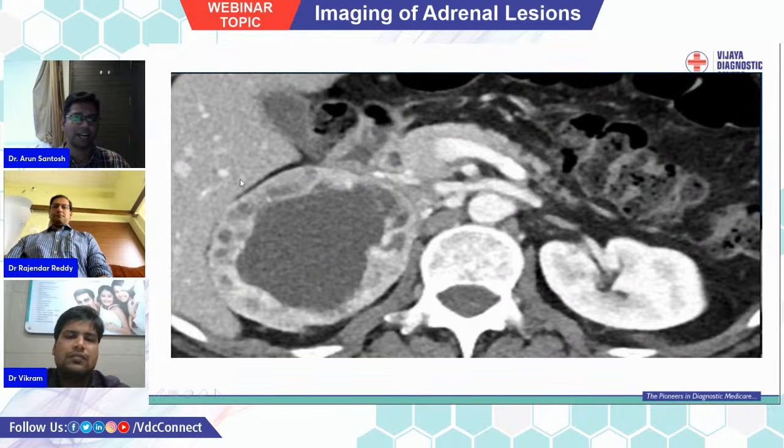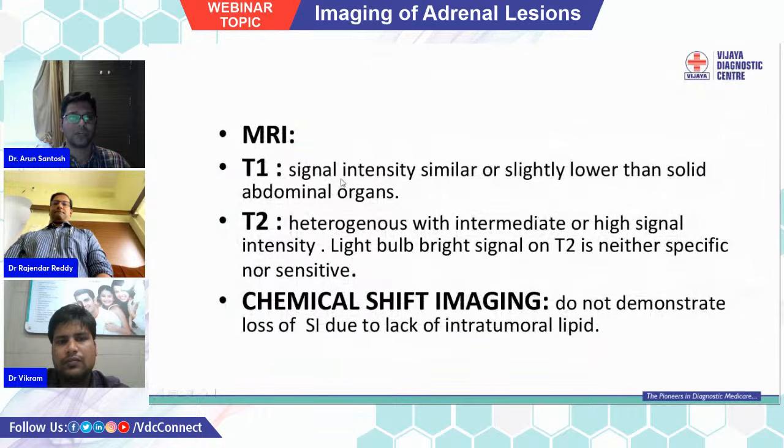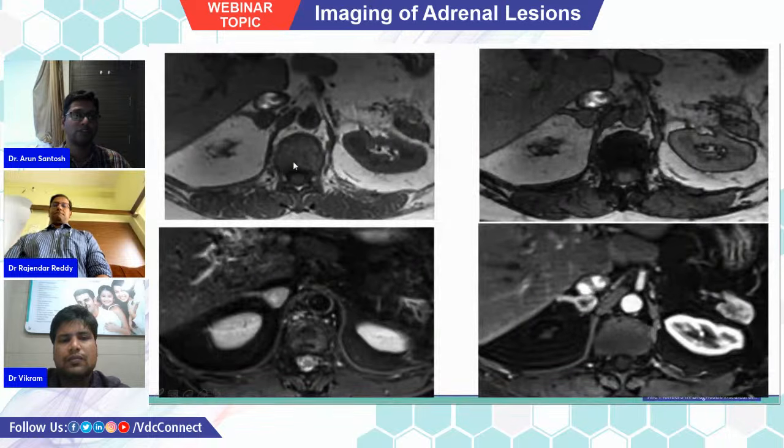Here we can see another large pheochromocytoma of the adrenal, where we can see a significant area of necrosis within the tumor because of its large size and hyperperfusion. As with any other tumor, on T1 they will be generally slightly lower than solid organs, and on T2 they will be intermediate or bright in signal, with no significant changes on chemical shift imaging because of no significant lipid.